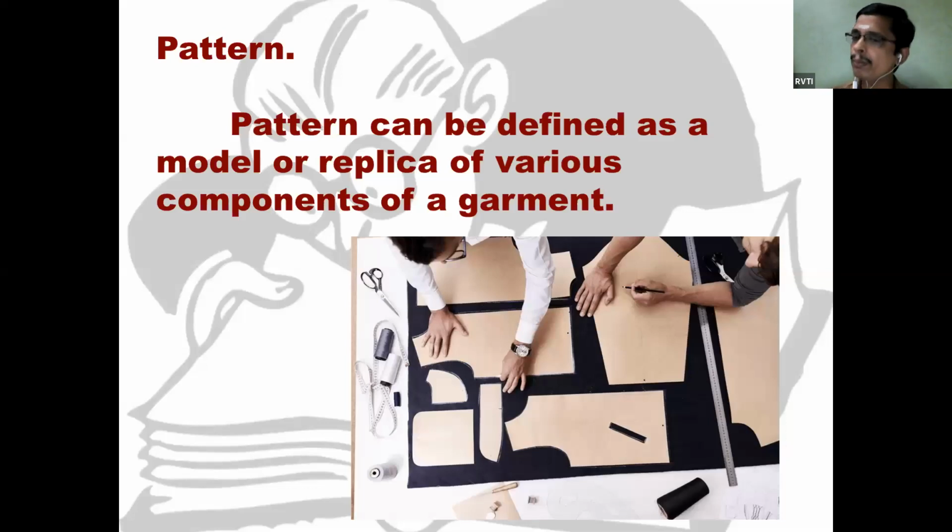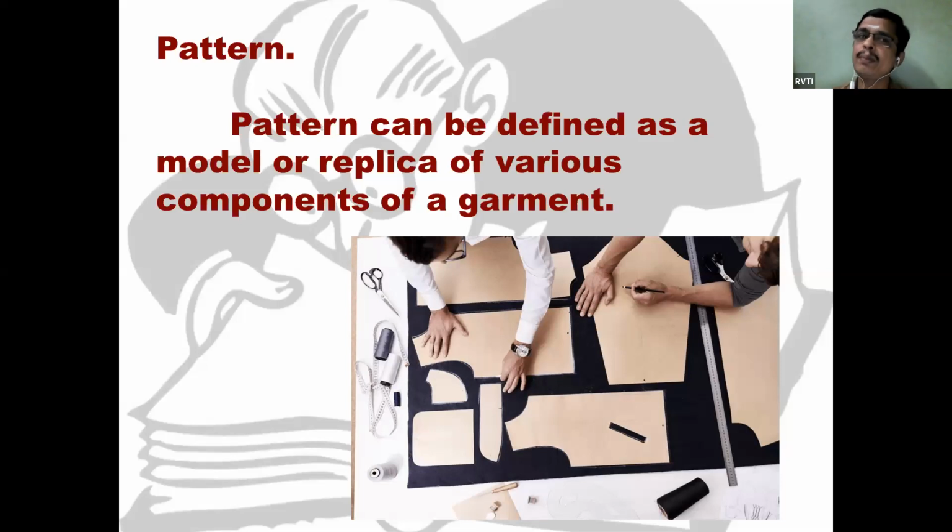Why are we preparing a pattern? Pattern is mainly a time-saving device. And normally we can prepare a pattern by using plastic board or cardboard, any material we can use. But normally only paper we are using. Paper is very inexpensive and easily available. So normally the patterns are called paper patterns.